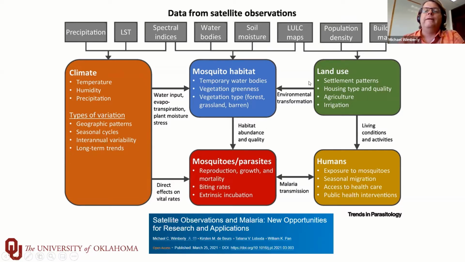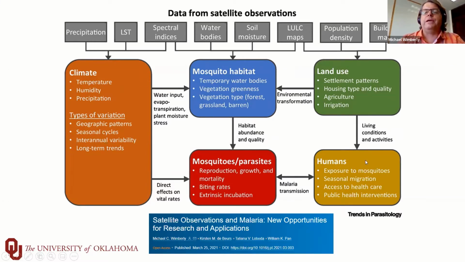One of the ones that we tend to think about a lot is mosquito habitat. We think particularly about the breeding habitat for mosquitoes. So temporary water bodies, potentially also the vegetation that serves as a resting habitat for some mosquitoes. So we can have these habitat effects. But land cover and land use, humans respond to that as well.